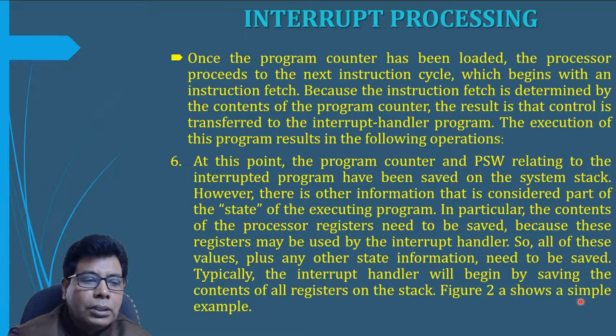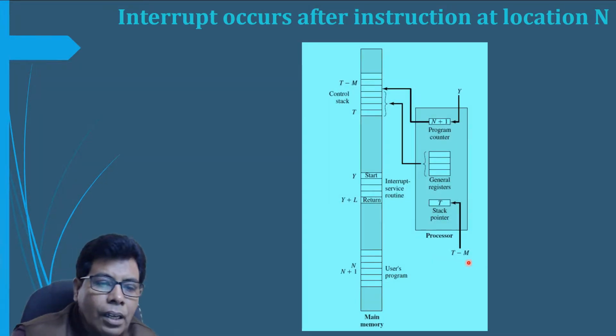Figure 2 shows the simple example. So apart from the PSW and PC, the processor registers are saved onto the stack by the interrupt handler program. So this is shown here in figure 2. You can see here, this is the main memory and this is the processor. Now the processor has got the stack pointer. So every time it will make use of the stack for loading the programs. So this is the control stack, we call it the control stack.